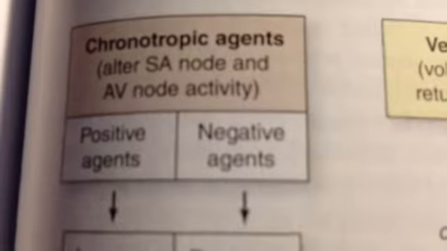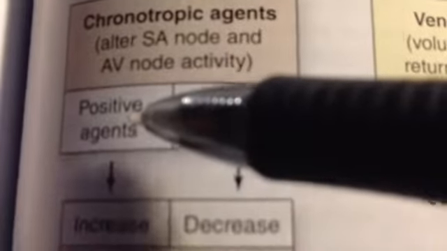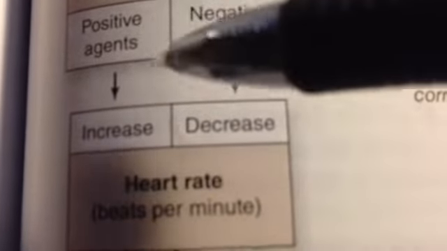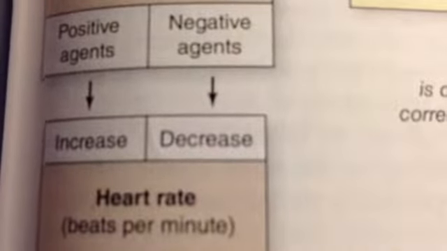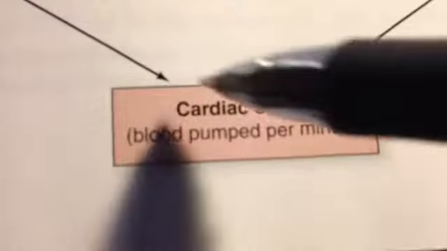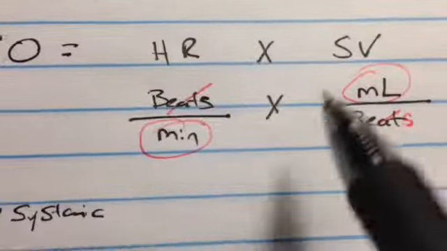Well, it depends on these chronotropic agents. How fast is the heart beating? And so we can increase heart rate with positive chronotropic agents. We can decrease the heart rate with other neurotransmitters, other hormones.